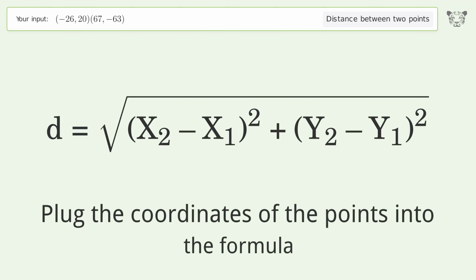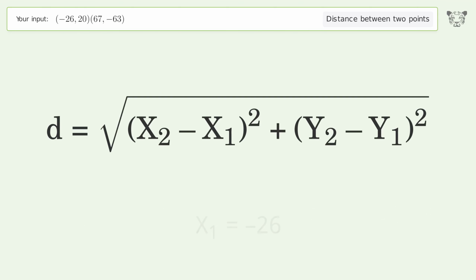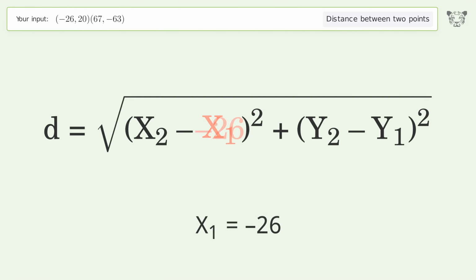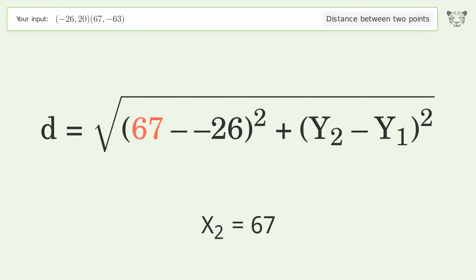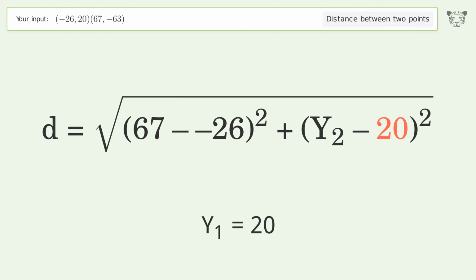Plug the coordinates of the points into the formula. x1 equals -26. x2 equals 67. y1 equals 20. y2 equals -63.